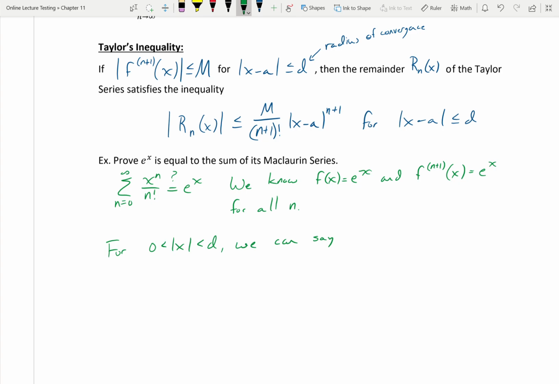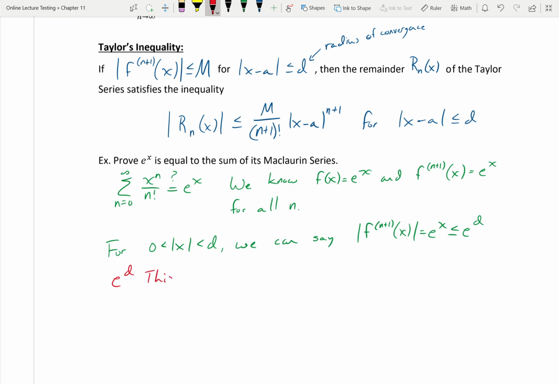We can say the absolute value of the n plus 1 derivative of x, which we stated is e to the x, is always going to be less than or equal to e to the d. What I'm doing here is I've said on this interval from 0 to d, so from our center out, this distance out, the biggest that e to the x is ever going to become on this interval is e to the d, and this is why I'm writing this in red, this is a note to ourselves.